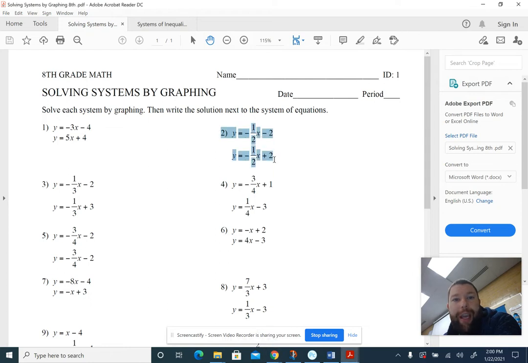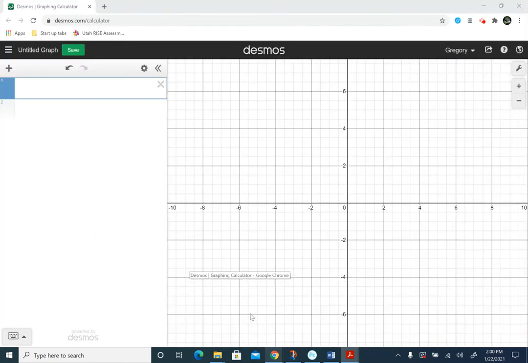So if we look at number 2 here, y equals negative 1 over 2x minus 2, y equals negative 1 over 2x plus 2. This is a system of equations, right? There'd be 2 lines on the graph. And I can see the answer already, but let's graph it on Desmos just to make sure that we got it.